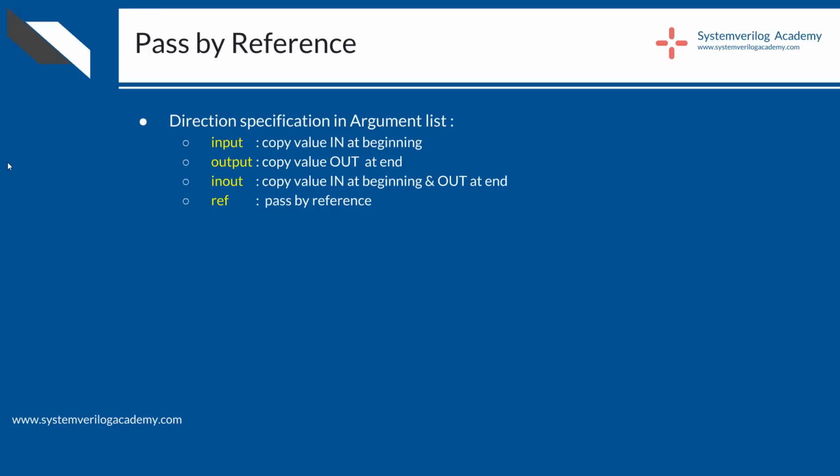When an argument is passed by value, the caller and callee have two independent variables with the same value. If the function modifies the parameter variable, the effect is not visible to the caller. These were the direction specification types you learned in the previous session, and out of these, input, output, and inout will pass the argument by value. The keyword ref is used to pass the argument by reference.